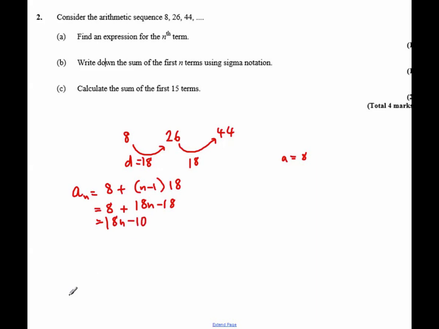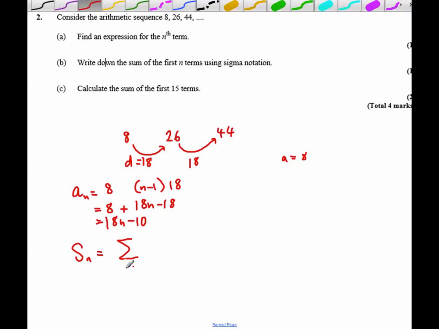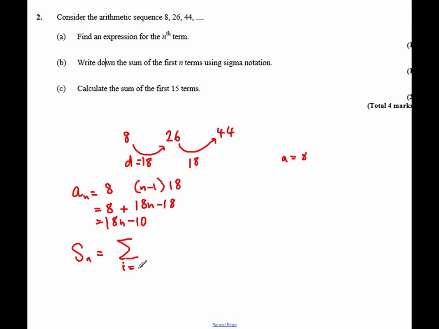The sum of the first n terms using sigma notation is going to be S_n is the sum from n equals, oops, we're not going to use n over here because we need to use a dummy variable. So the sum from i equals 1 to n of 18i minus 10. You could use r instead of i if you wanted to. And then finally, we want to work out the sum of the first 15 terms.